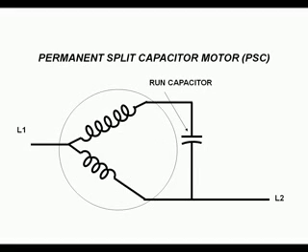The PSC motor is the simplest split-phase motor. Only a run capacitor is used. It has low starting torque and a good running efficiency. It can be a single or multi-speed motor. Multi-speed motors have leads for each speed. As the resistance decreases, the motor speed increases. As the resistance increases, the motor speed decreases.